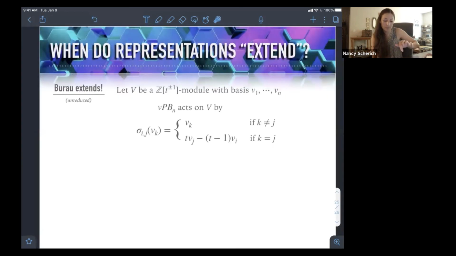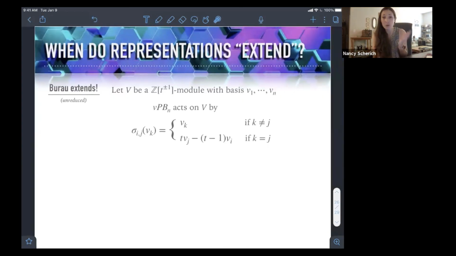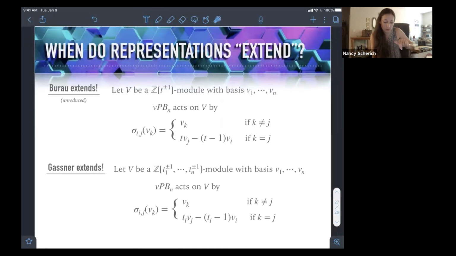All right, we're almost done. Okay, so the point is that the Burau representation extends. And so does the Gassner representation. The Gassner is what we saw last week from Leonard. But these are two very well-known representations of the braid groups. Gassner is only a representation of the pure braid group, but it extends to a representation of the virtual pure braid group.